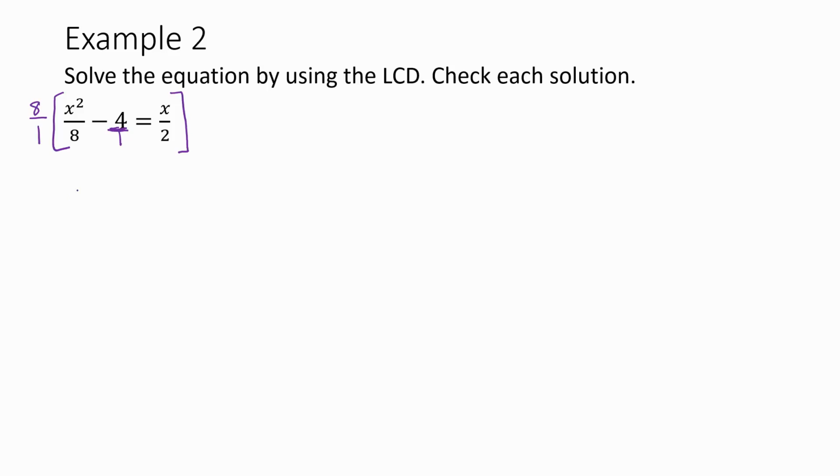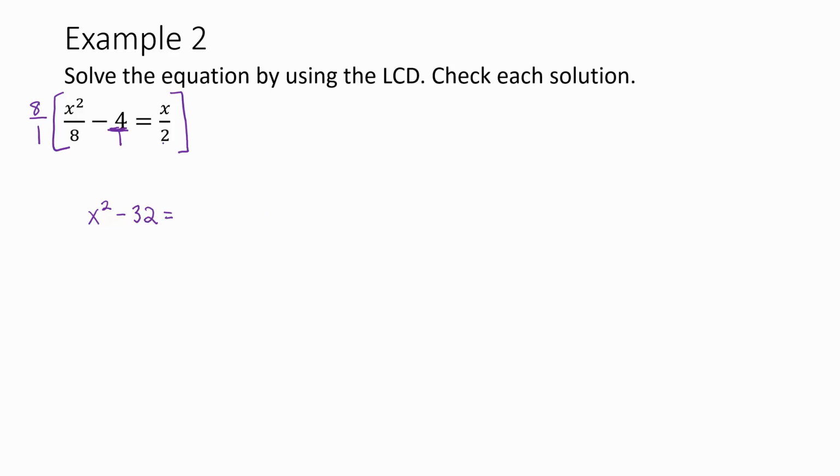If you want to write out 8 over 1 the 3 different times and cancel, you can. Or if you can think in your head, okay, I can cancel these 8s and it leaves me with x squared. I don't cancel anything on the second one, so when I times this by 8 over 1, it gives me 32 over 1, or just 32.